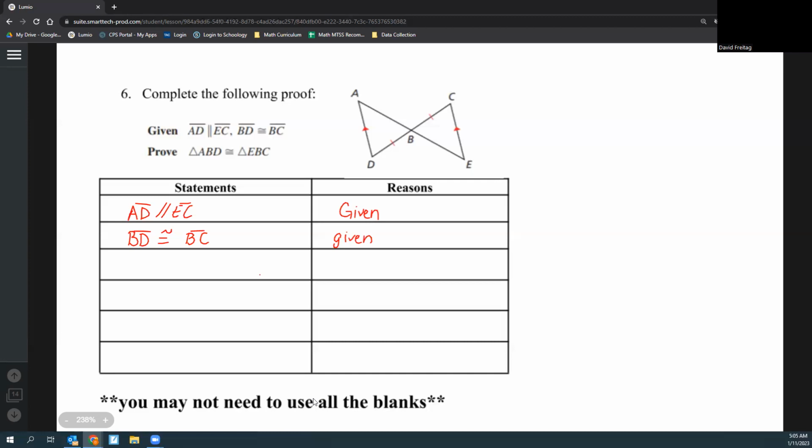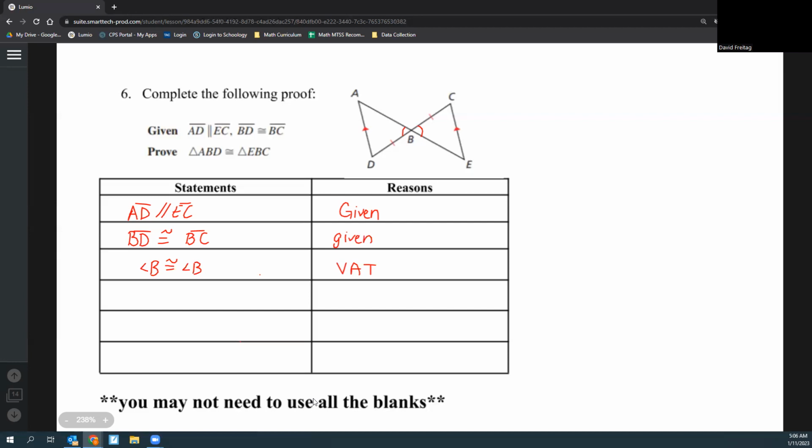Now, there's a number of ways you can prove this, but I can state that angle B is congruent to itself by the vertical angle theorem. Then I can either go angle, side, angle or side, angle, side, sorry. Either one, it does not matter.